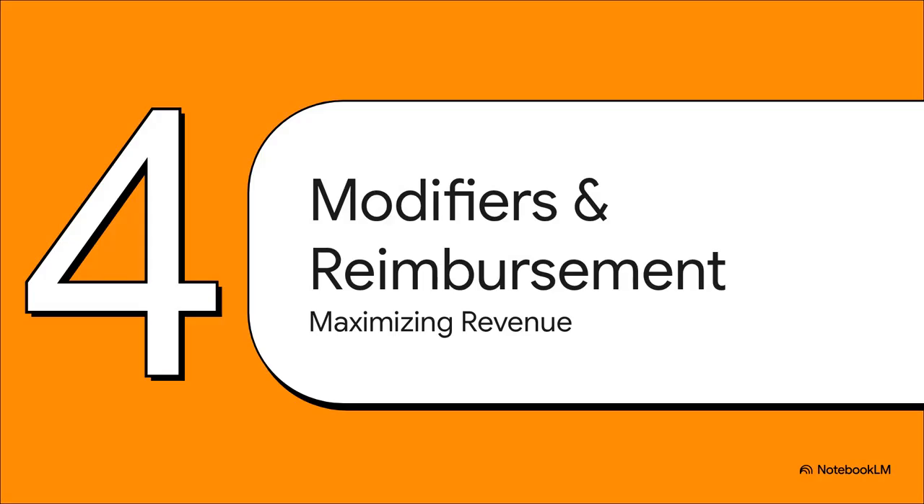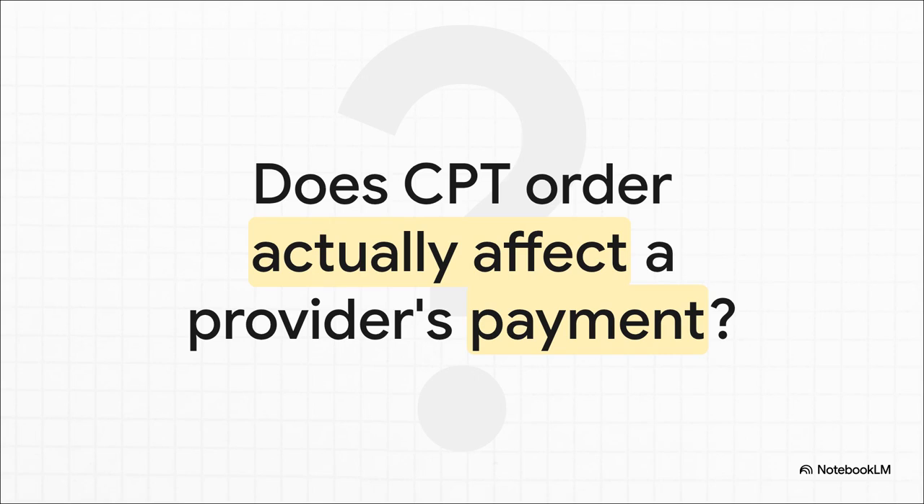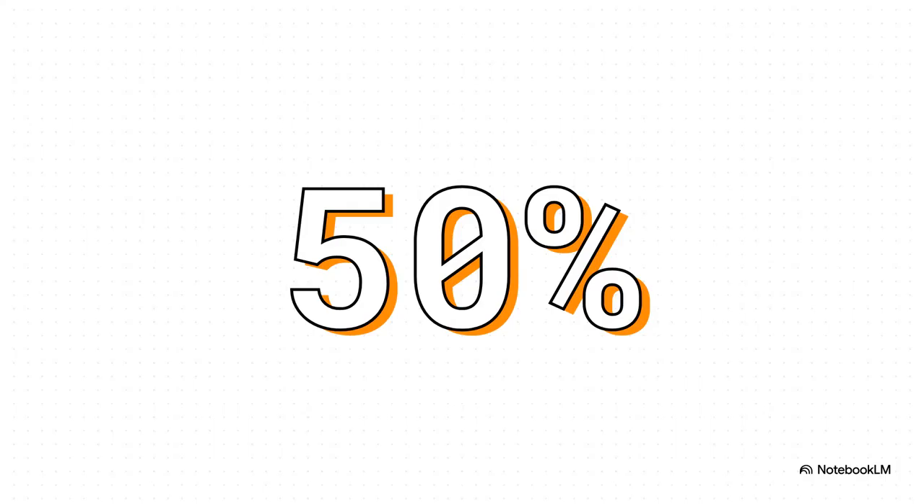All right, Section 4, modifiers and maximizing reimbursement. So we've got the diagnosis sequence locked down, but what about the actual surgical procedures? This is where the stakes get really high. When a surgeon does multiple procedures on the same patient on the same day, does the exact sequence of those CPT codes and modifiers literally dictate if a provider loses money? The answer is a resounding yes.